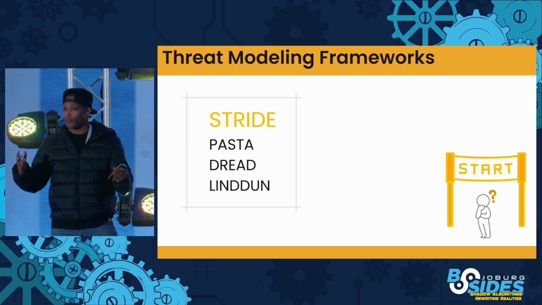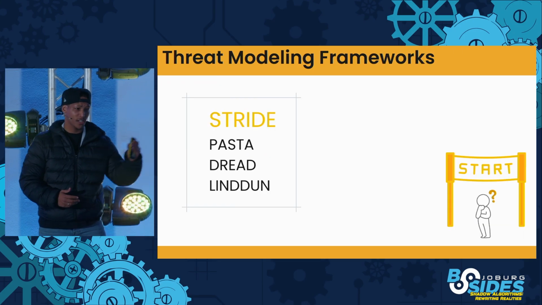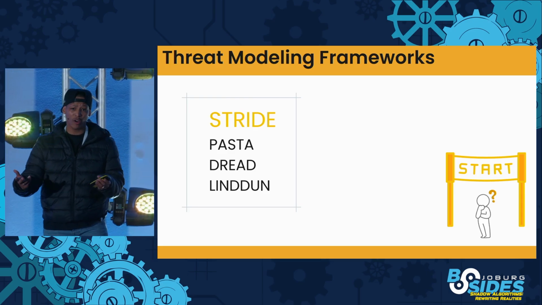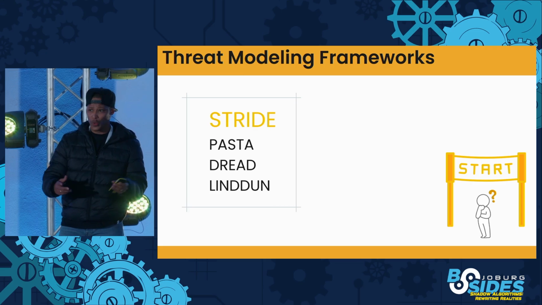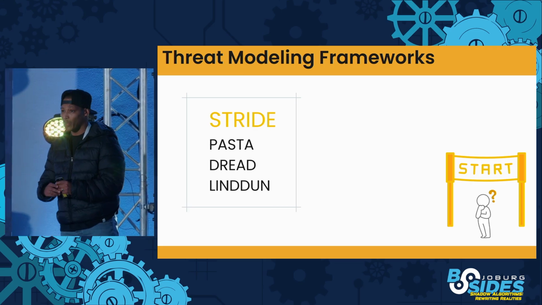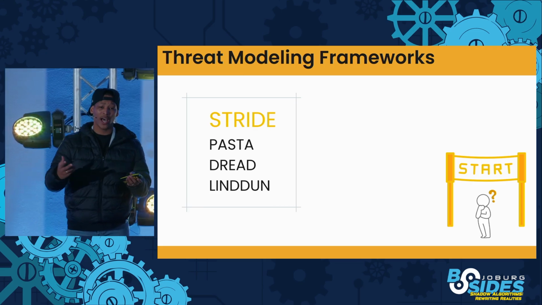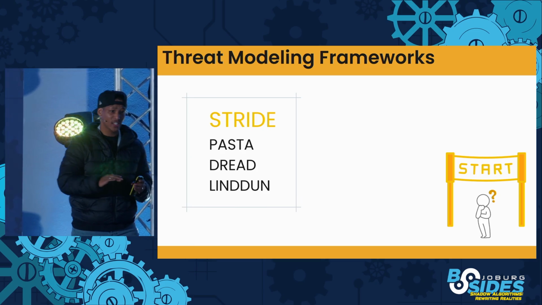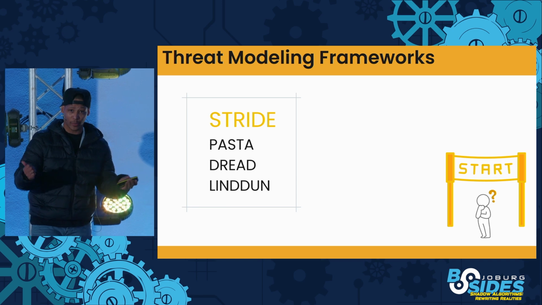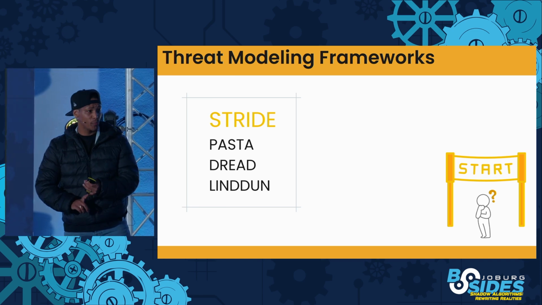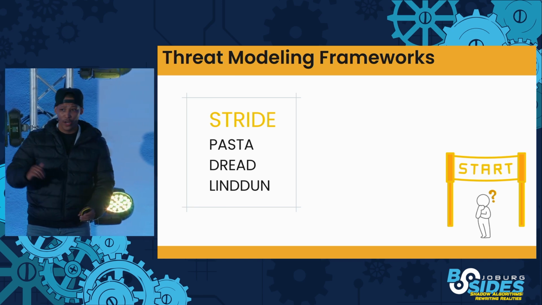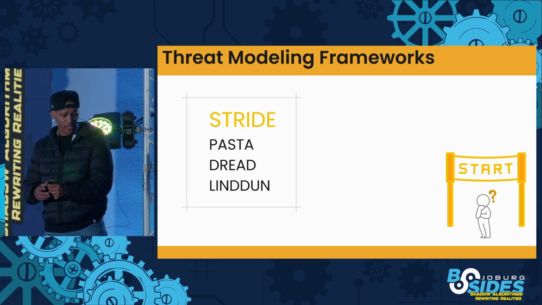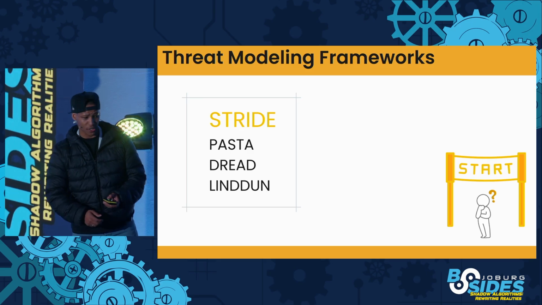So there are a couple of threat modeling frameworks such as STRIDE, PASTA, DREAD, and LINDDUN. So a good starting point is STRIDE, which is basically the framework developed by Microsoft. It allows teams to think of potential threats, which are categorized into 6 types: spoofing, tampering, repudiation, information disclosure, denial of service, and elevation of privileges.